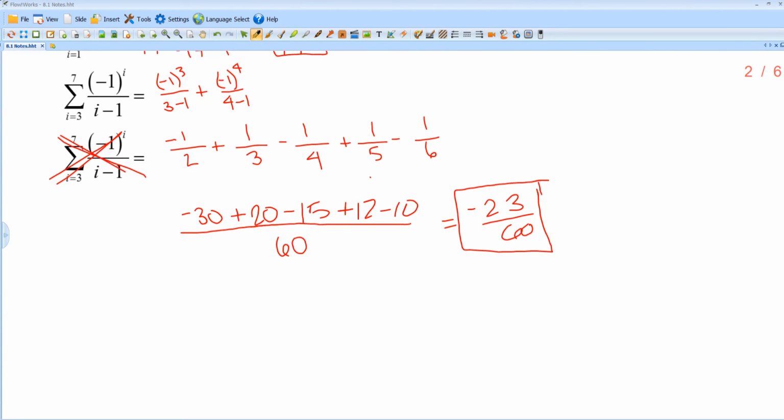So negative 23 60ths. Again, we're getting not integer answers, but we're getting values. We're not getting some sequence or some pattern. We're not writing an equation. We're just getting the actual sum of all of this.